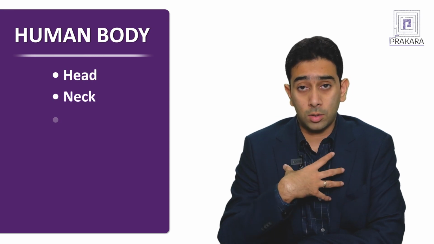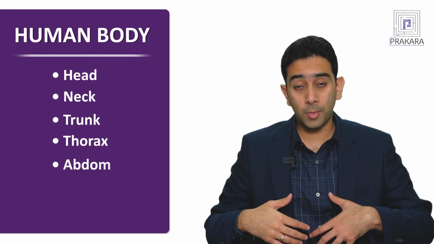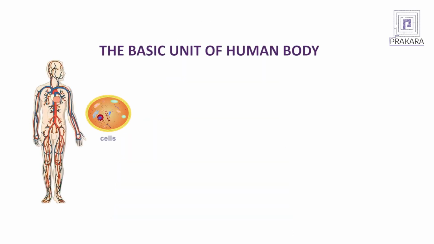The human body consists of the head, the neck, the trunk, the thorax, abdomen, arms and the legs. It is studied by physicians and clinicians all over the world in the medical field to help in their research and in their practice. The basic unit of the human body are cells.